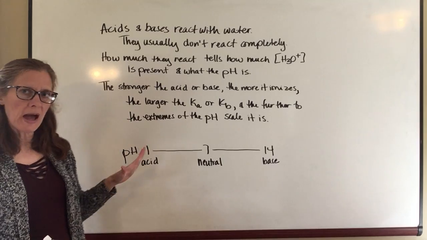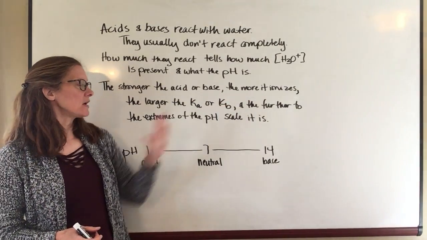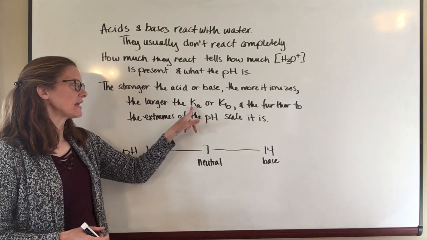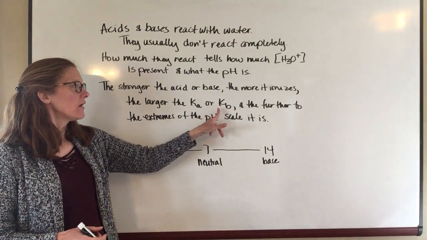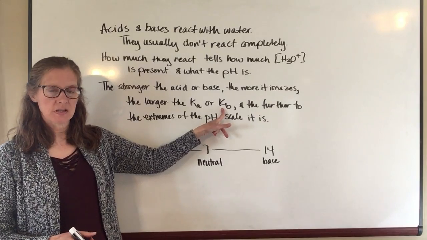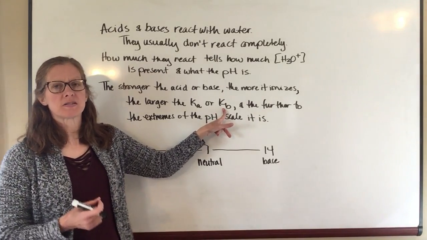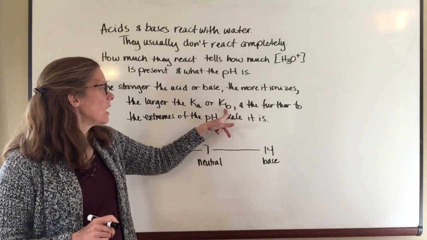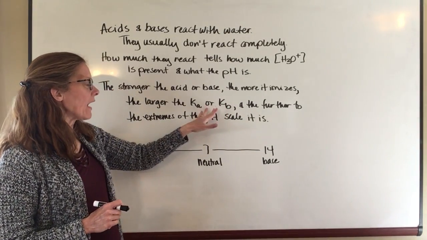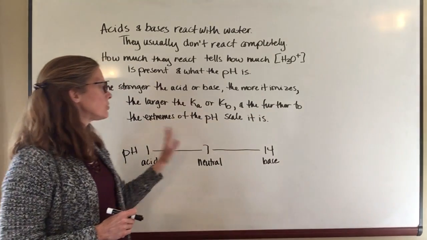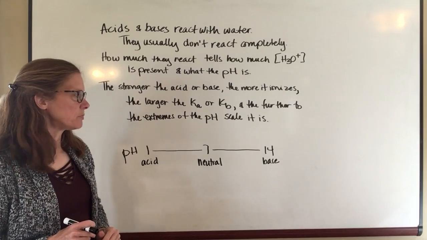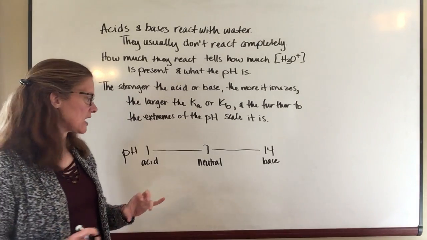The stronger the acid or base, the more it ionizes, the larger the Ka or the Kb. This is the acid ionization constant, this is the base ionization constant, and they're going to be expressed the same way that we wrote an equilibrium constant, and I'll show you how to do that in just a minute. So the larger the value, the further to the extremes of the pH scale that particular chemical is going to be. Now remember what we learned about the pH scale.